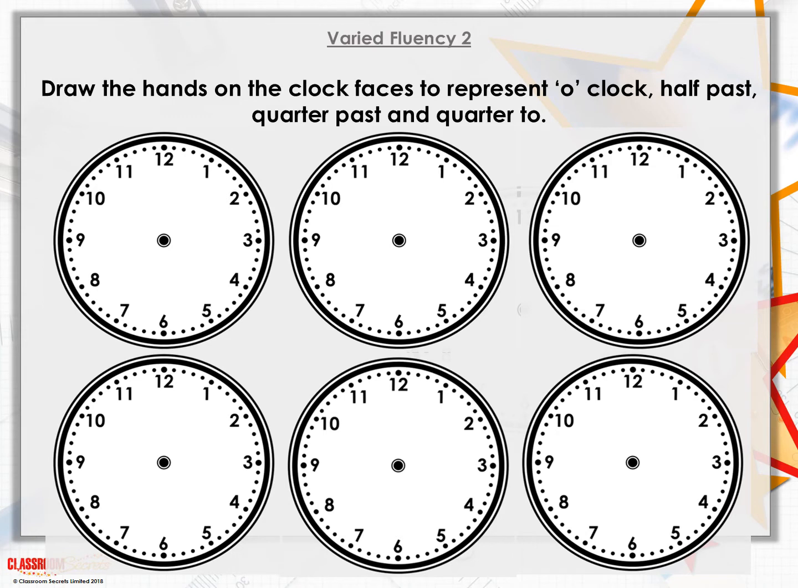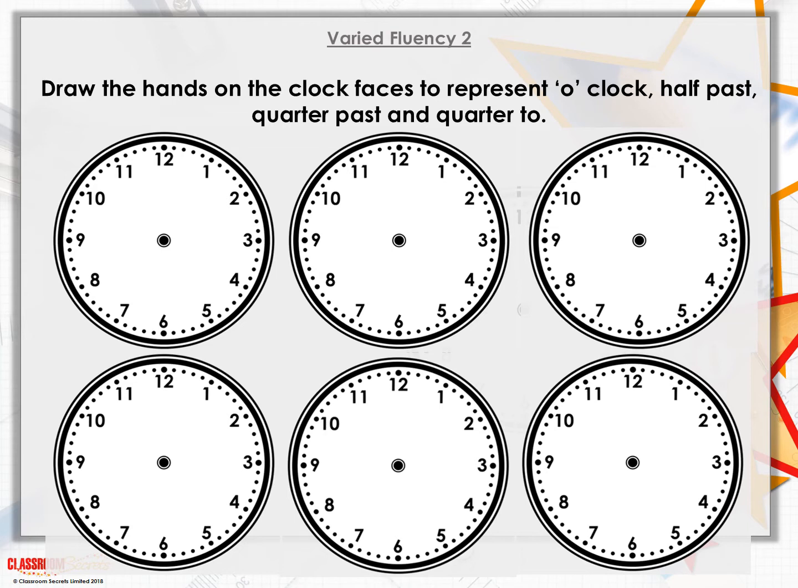The hour hand is a lot shorter, but it still points to the hour that we are in for the day. Now, as a recap, when we are talking about o'clock, the minute hand will always point to the 12. When we talk about half past, the minute hand will always point to the 6. When we are talking about quarter past, the minute hand will always point to 3. And when we are talking about quarter to, the minute hand will always point to 9.